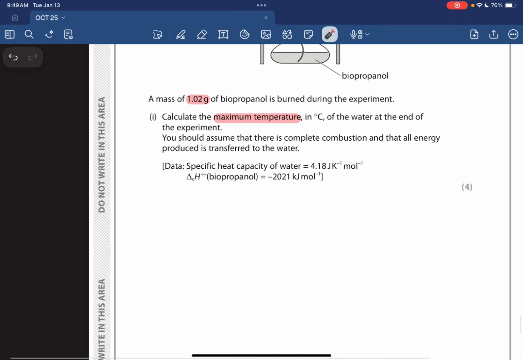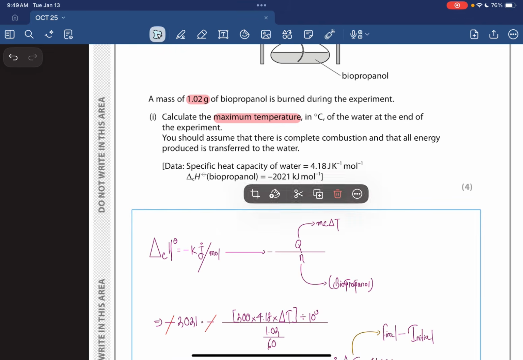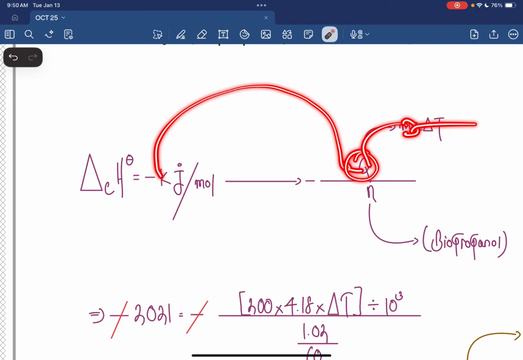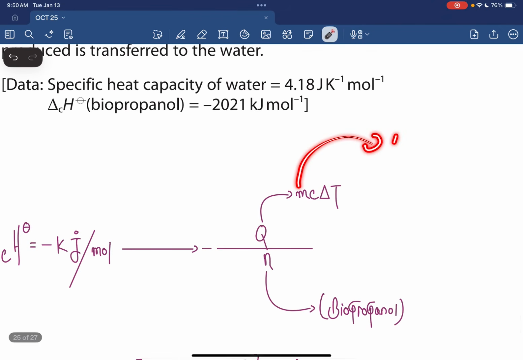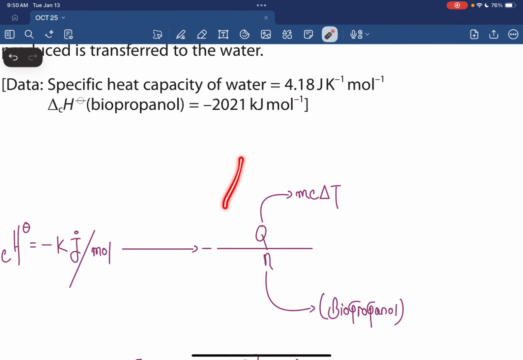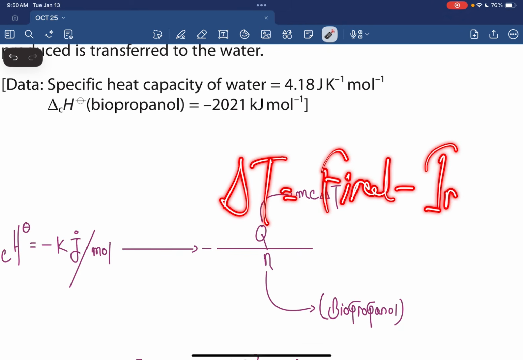Okay, so what we are going to do over here is that, see, delta H is minus some kilojoule per mole. Kilojoule is what? Q. Q is what? mc delta T. This is energy divided by n. Now you know the mass of water, 200. You know this 4.18 given in the question. You have to figure out delta T. Delta T is what? Final minus initial.